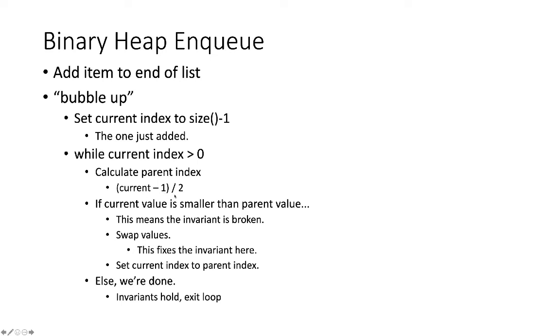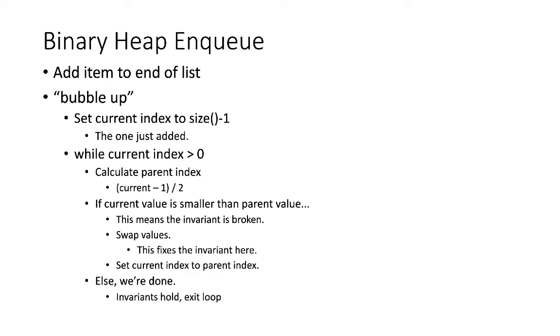And we compare the value stored at the current index and the value stored at the parent index. And if the invariant is broken, if the parent is bigger than what is at the current index, we swap the values, right? And that fixes the invariant. And then we set the current index to be the parent's index, and we repeat this procedure until the current index ends up being the root, right?